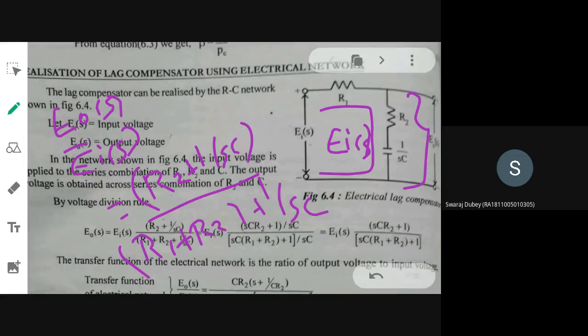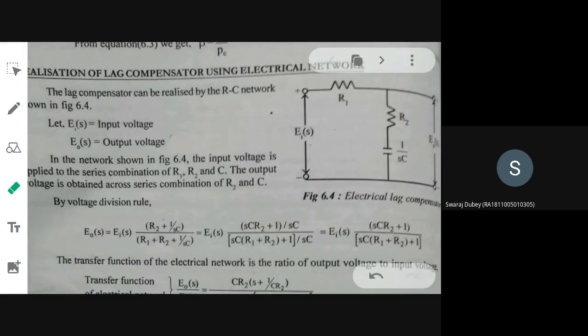So this you have to solve further and simplify, and then you will get the ratio of E naught of S to EA of S. As I am using the voltage division rule only, for this electrical network, I am going to take the ratio between the output voltage and the input voltage. That will give you the transfer function for this electrical system. Again, I am telling you E naught of S is the voltage across the terms R2 plus 1 by SC. EA of S is the voltage across R1, R2, 1 by SC. On that basis, I have got this equation. Now I need to simplify it further.